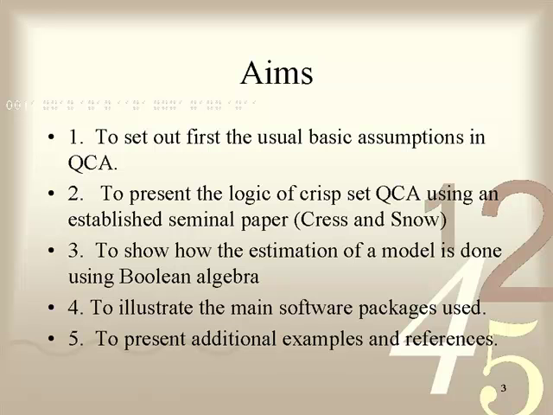First, setting out the basic assumptions of QCA, and then to present the logic of a QCA from an established seminal paper. The one I'll cite is in sociology. It's by Cress and Snow. The third task is really to say how a model is estimated in QCA. It uses Boolean algebra. And the fourth task is to illustrate the main software packages used. They're very easy to use, I'm pleased to say, even though the Boolean algebra step is a little bit hard. And there are slides here giving additional examples and references.